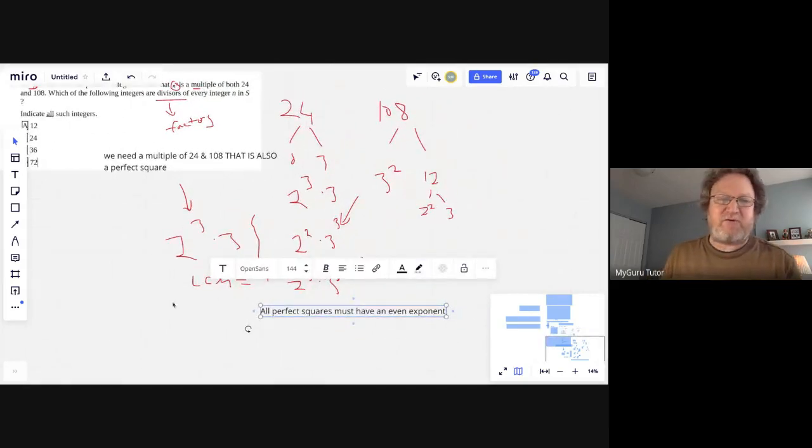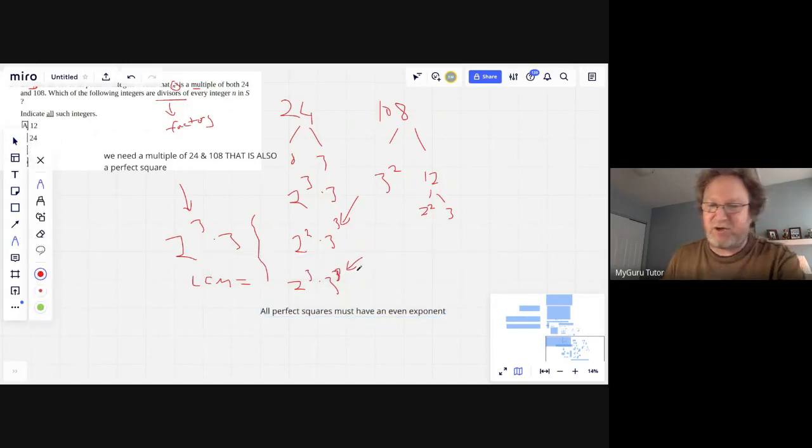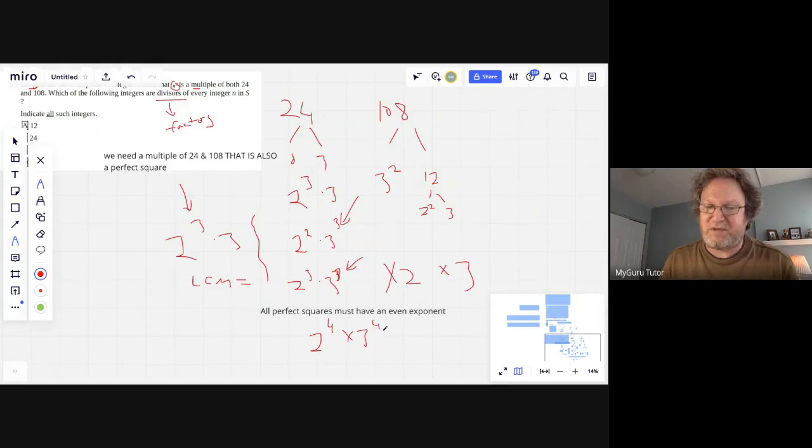So how do we know that we need the perfect square? Because it's saying that n squared is a multiple of this, all right? So we're going to need to multiply by another 2 and another 3. So the least common multiple that is also going to be a perfect square is going to be 2 to the 4th times 3 to the 4th. That's the least common multiple. It's also a perfect square.